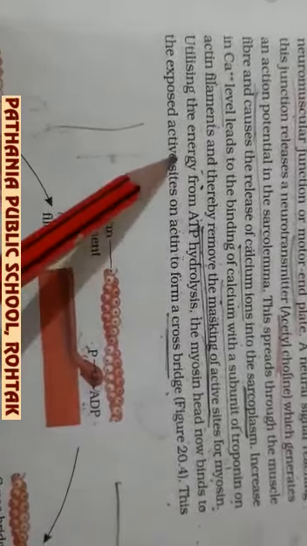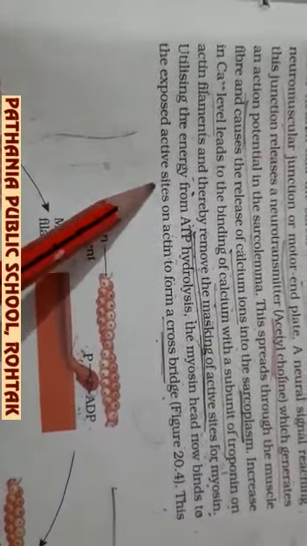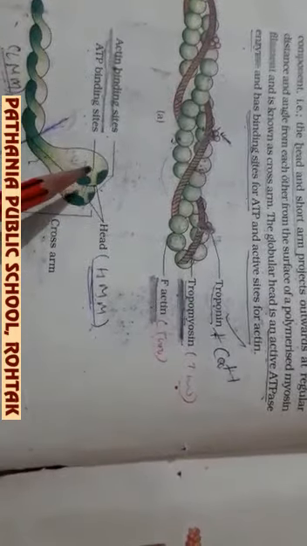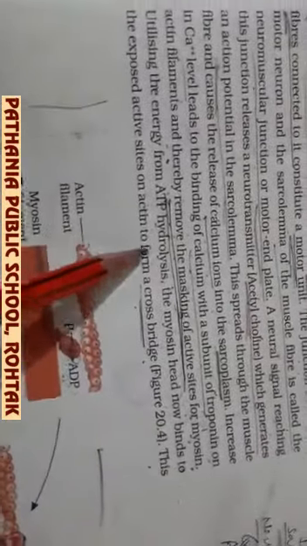Now here, what is going on, the next point of the theory. Here it is given that actually the ATPase is present in the head of the myosin filament. This ATPase will generate the ATP.